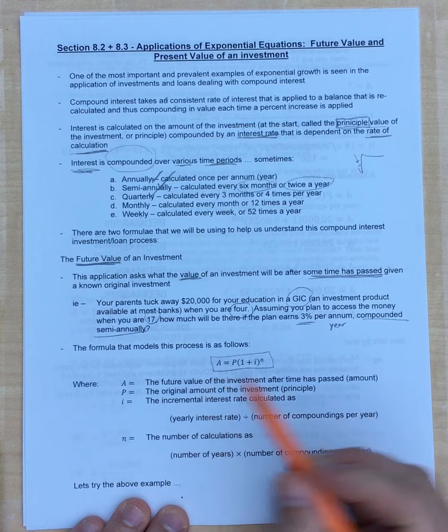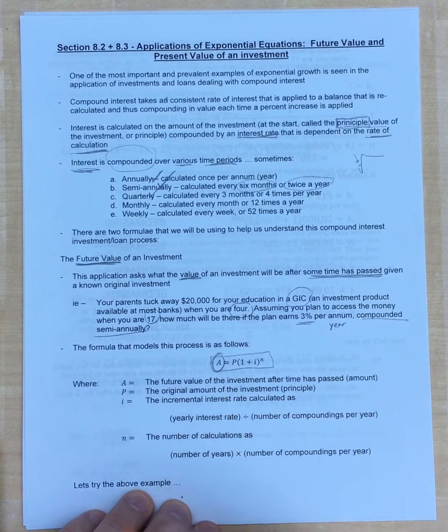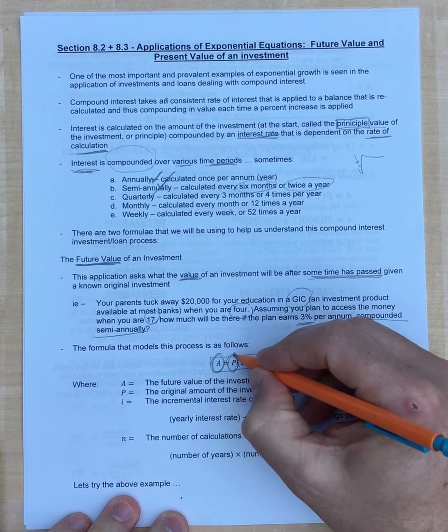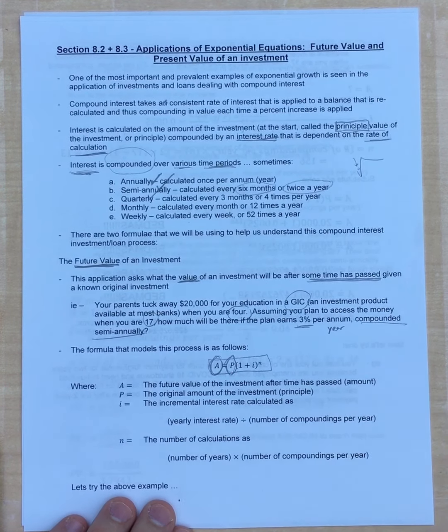You have to zoom in a bit, but that's also in your textbook, and of course it's also in your notes. A is the amount of the investment. That's the future value. That's what it's going to be after time has elapsed. P is what's called the principal investment. That's the amount of money that you put in to begin with.